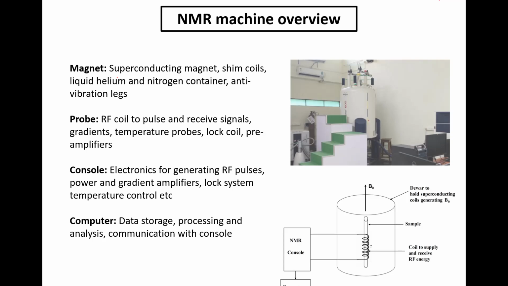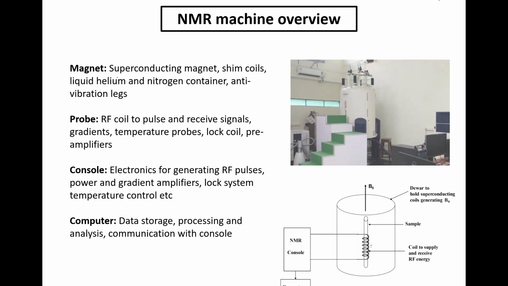And to maintain the superconducting nature of these magnets, it is very important that we require liquid helium and nitrogen. So what I want is for you to look into what the role of liquid helium and nitrogen is in NMR. Okay, so you can look into it. If you don't find it, we can discuss in the next class.